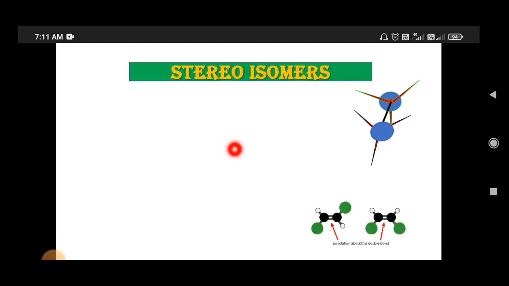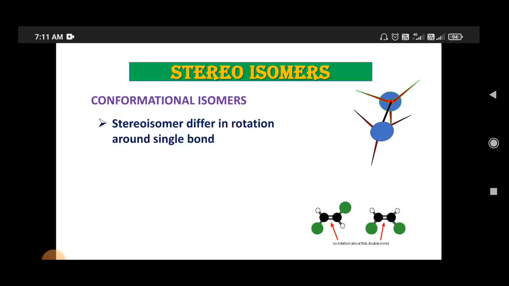So, the stereoisomers, there are two types. One is conformational isomers. Conformational isomers are the stereoisomers which differ in rotation around a single bond. For example, if we take ethane molecule, there are two carbon atoms. In each carbon, there are three hydrogen atoms. In this isomer, the hydrogen atoms on the carbons are eclipsed with each other. They are present on the same side. This isomer of ethane is known as syn isomer or eclipsed isomer.